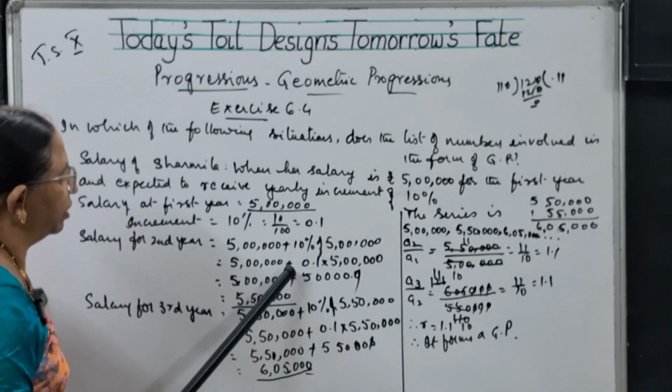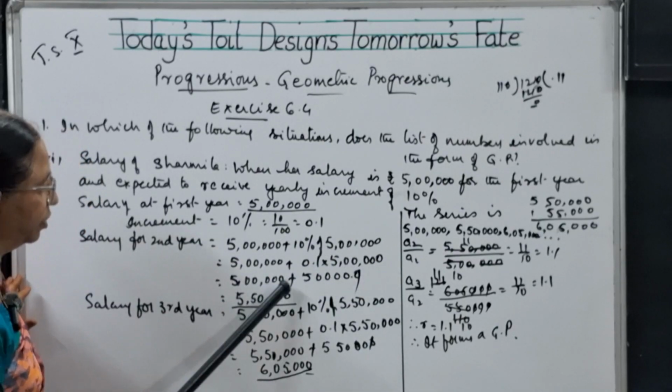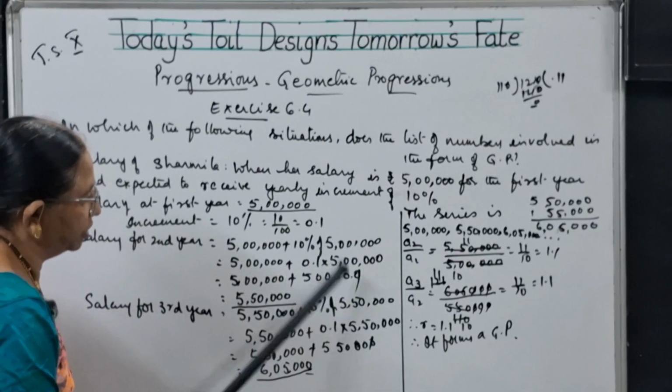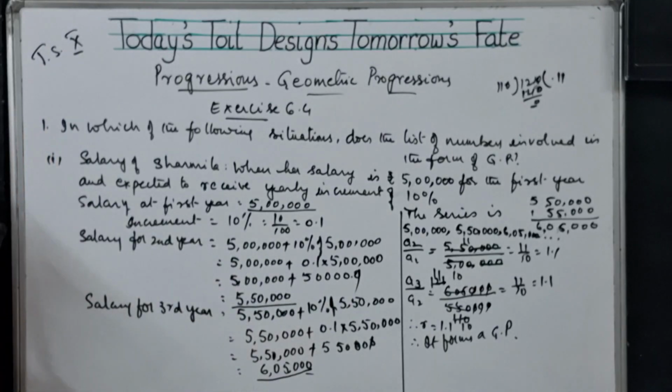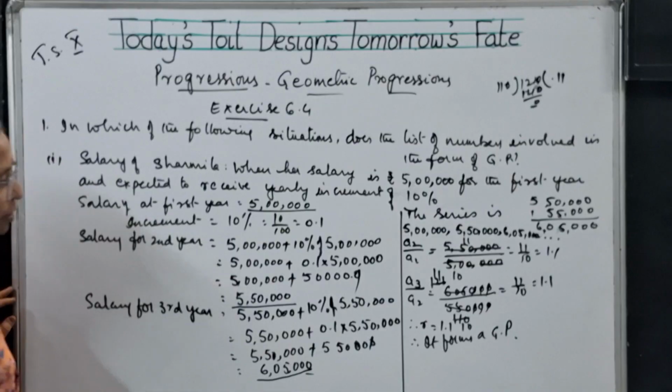10% of 5 lakhs means 5 lakhs plus 10%, that is 0.1 into 5 lakh, which becomes 50,000. So 50,000 increment she got, her salary in the second year will be 5 lakh 50,000.